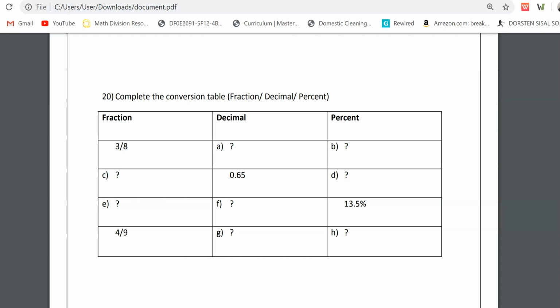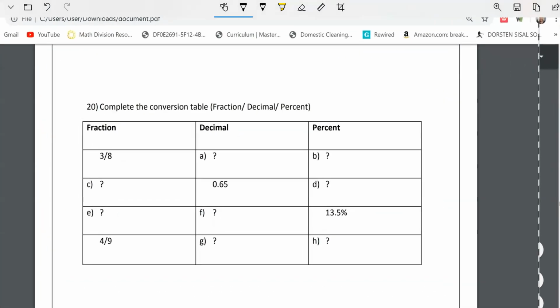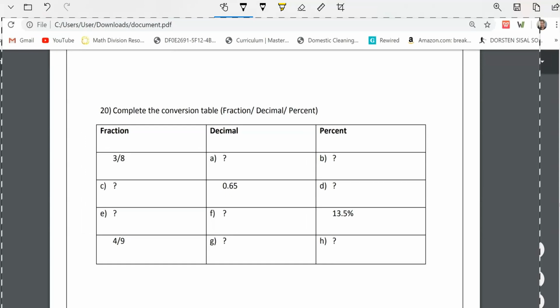So let's jump into this video. In this video, we are going to finish this chart. As you can see, they want us to go from a fraction to decimal, decimal to percent, or they give us a decimal and they want the other two. So let's look at this one here.